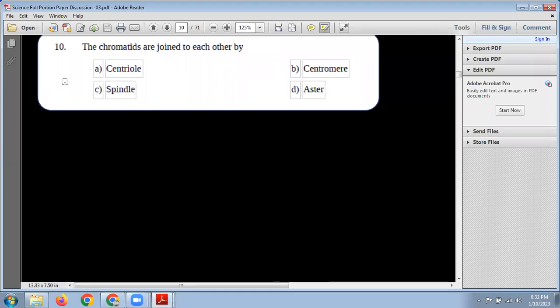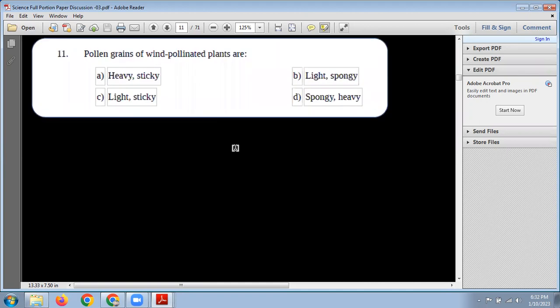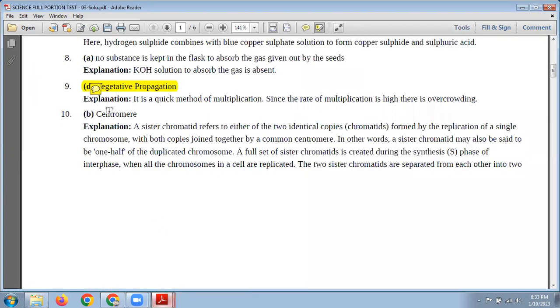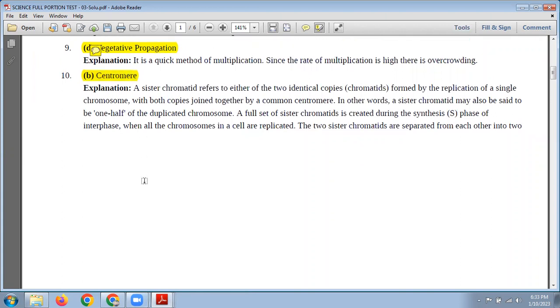The second question is, the chromatids are joined to each other by, the answer is centromere. Option B is the correct answer. And then, pollen grains of wind pollinated plants are, so it should be very light and spongy. So I'll show you the solution also. The first thing is vegetative propagation, and for the second one it is centromere.